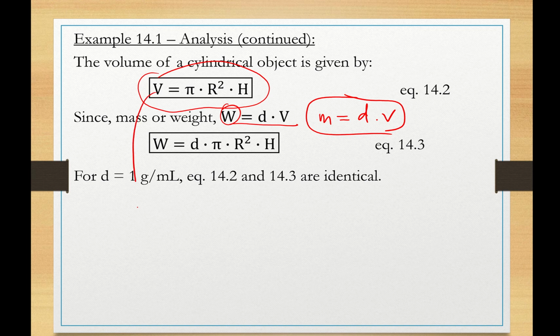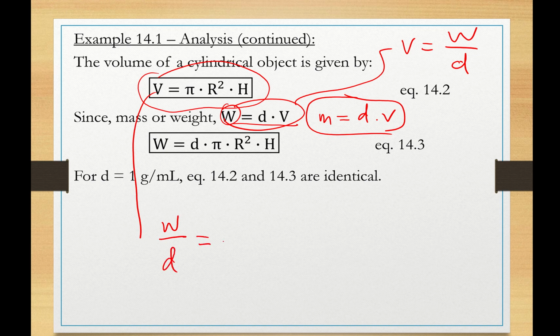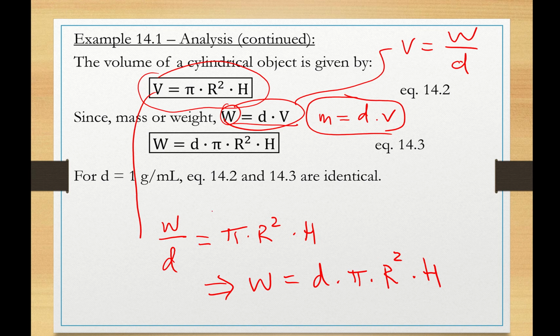Let me just write it here. V is equal to the weight over density, and now I have weight over density is equal to pi r squared times height, and therefore the weight is equal to the density times pi times r squared times h. And this is what you see in equation 14.3.